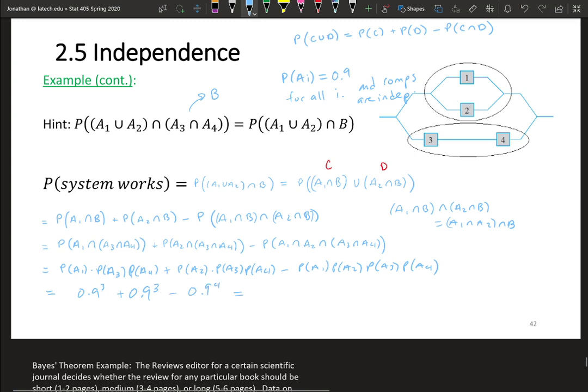And that turns out to be 0.8019. And that is the probability that this system will function. It's kind of low because we have to have both working. So a good thing for you to do, maybe to practice, would be, what if you only needed one of these to be functioning? What would the probability be that the system works if you only needed one subsystem to work? So that's a good example.